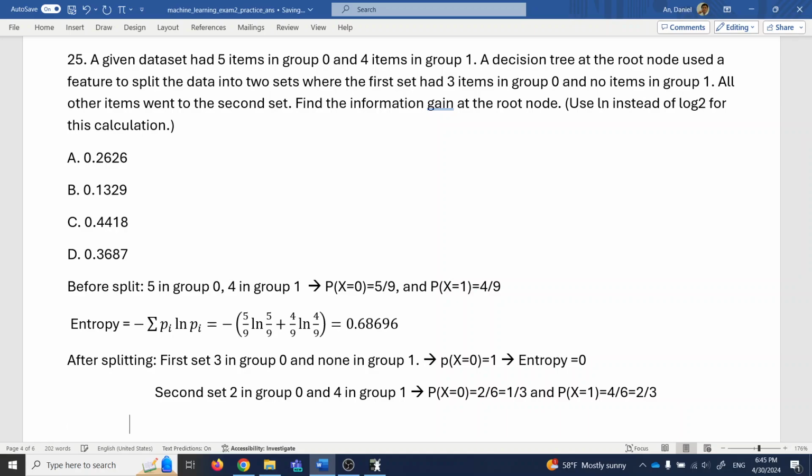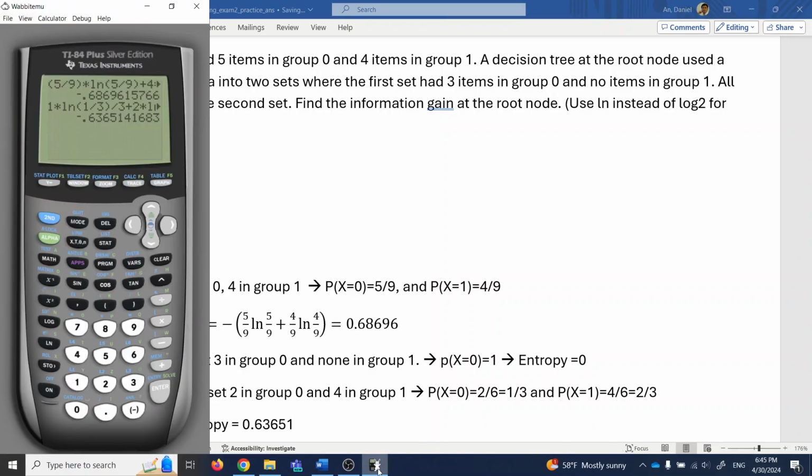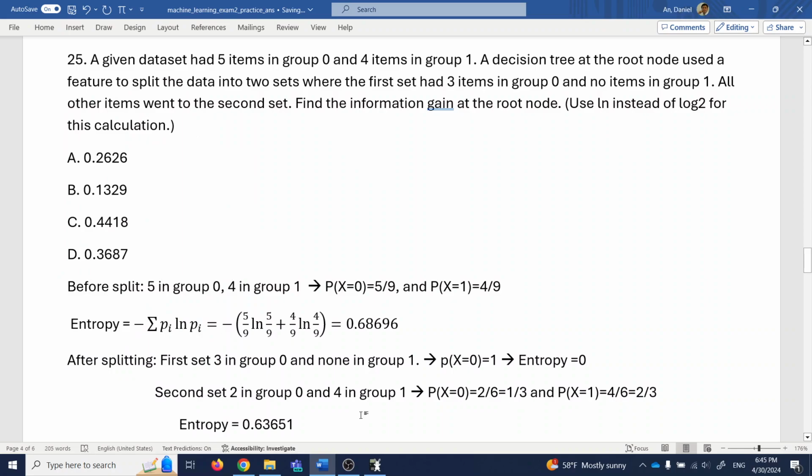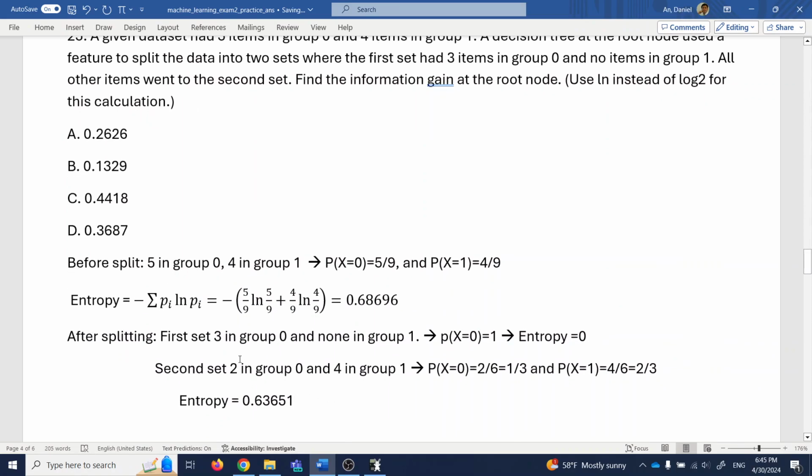So entropy is equal to 0.63651. Okay. All right. But then you have to think about the entropy as a whole. So what you need to do is take the weighted average of the two.